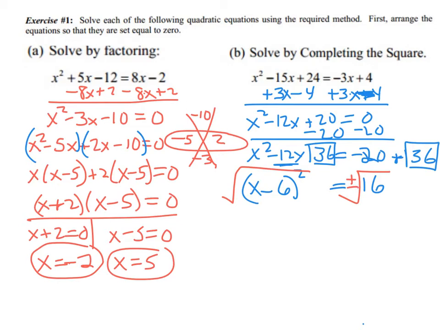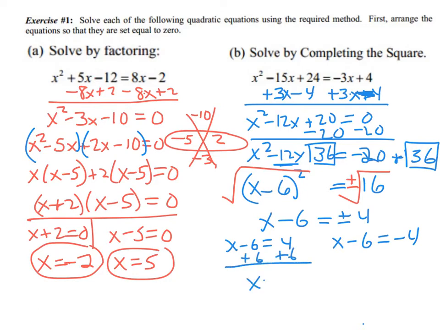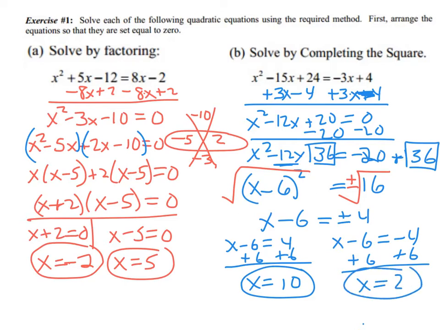I will get then an x minus 6 equals plus or minus 4. So one answer is x minus 6 equals 4. The other answer is x minus 6 equals a negative 4. In each case, we add 6 to both sides. So on this side, we will end up getting an answer called 10. Over here, if I add 6 on the negative 4, I get 2. And those answers can be checked to make sure that they work.